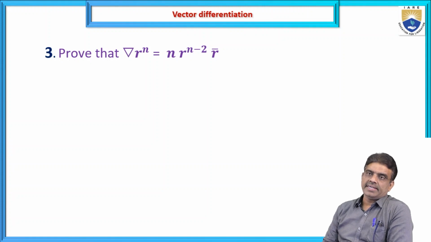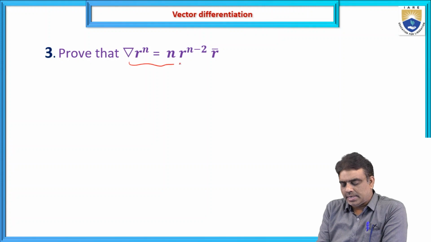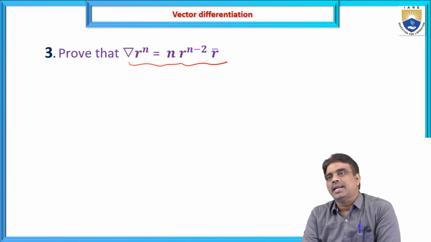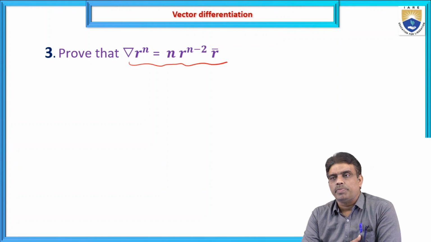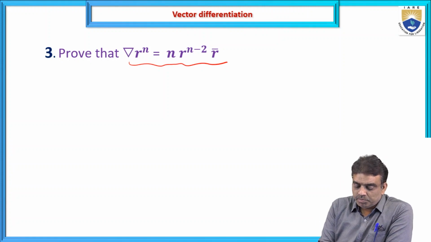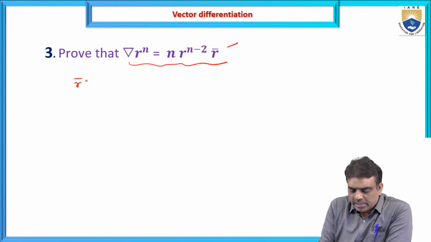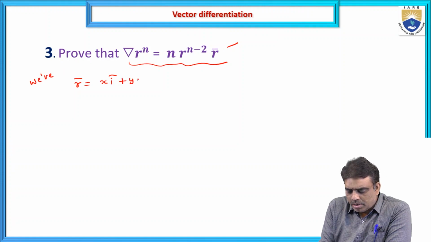Now we have an identity. Prove that grad r power n is equal to n into r power n minus 2 into r bar. So it is a very simple result. By default, what is r bar? r bar is the position vector, that is, r bar is equal to x i bar plus y j bar plus z k bar.